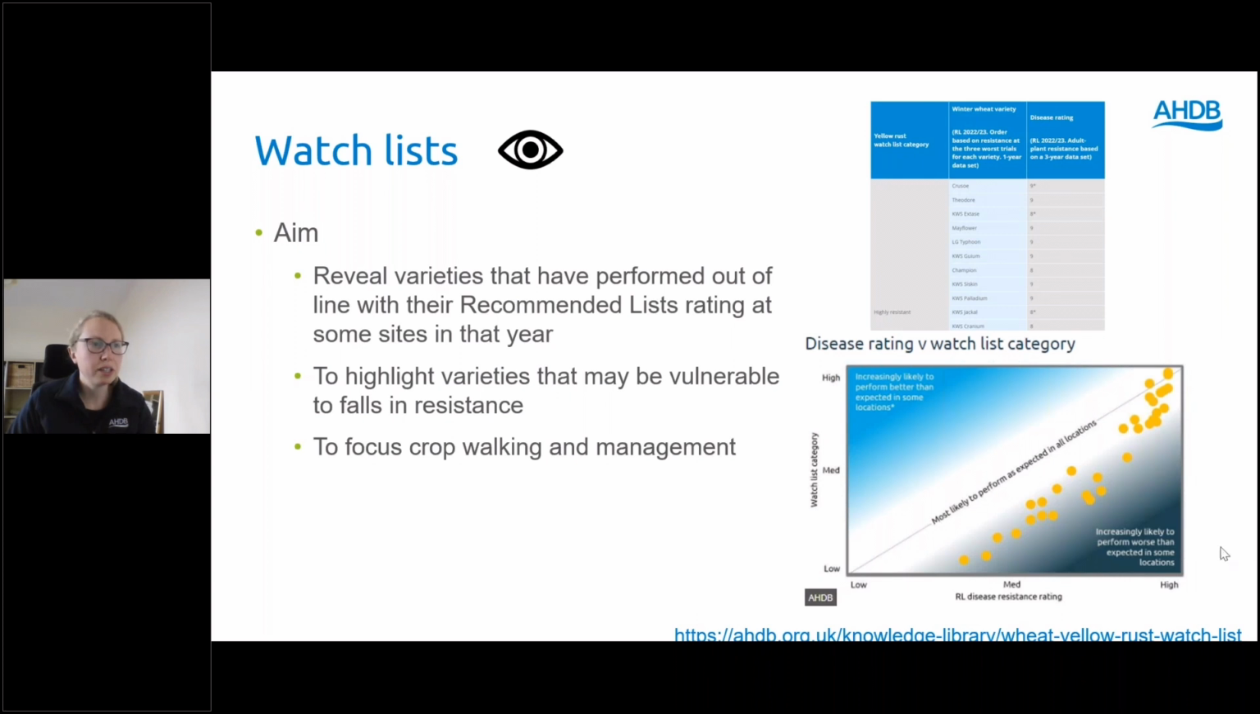So the easiest way to visualize this is in a graph like this at the bottom. And this shows the main RL rating along the bottom and the position on the watch list along the side. And varieties towards the bottom right of this chart are increasingly likely to perform worse than expected in some locations in the following year if the race in question increases in the following year.